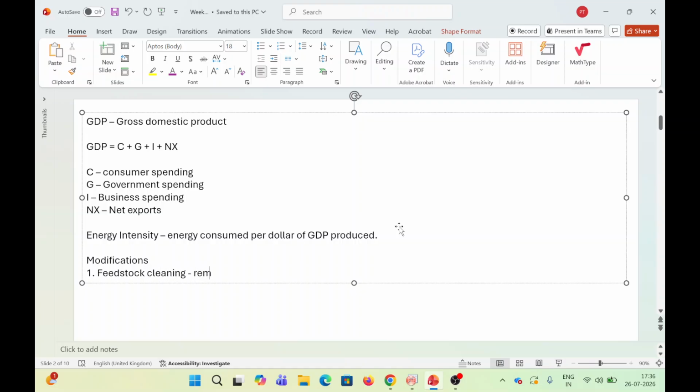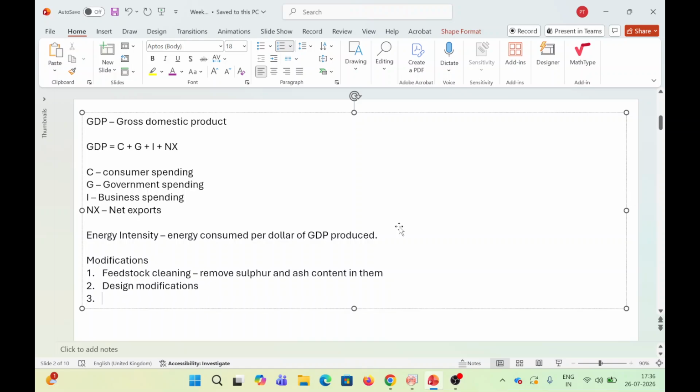So wherein you basically remove sulfur and ash content in them. Then you can do some sort of design modifications. The next one will be introducing new technologies, introducing newer techniques. So the first one is modification.